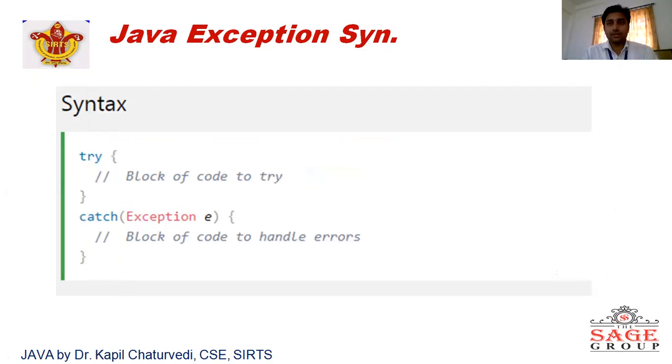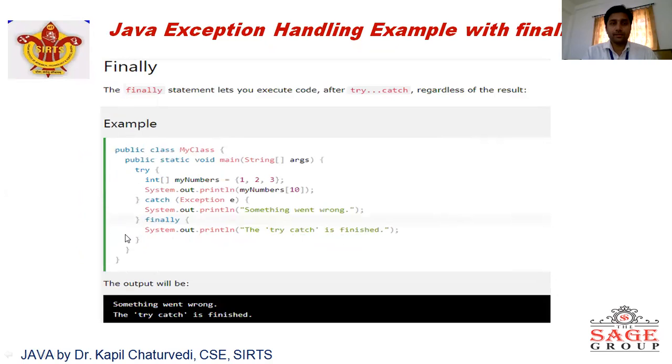That is the syntax. As we discussed, in the try catch block, we put a block of code in try. It means we are putting here the code which may cause an exception, and the catch is the part that handles the exceptions. So in case an exception occurs, we use that part to handle it.